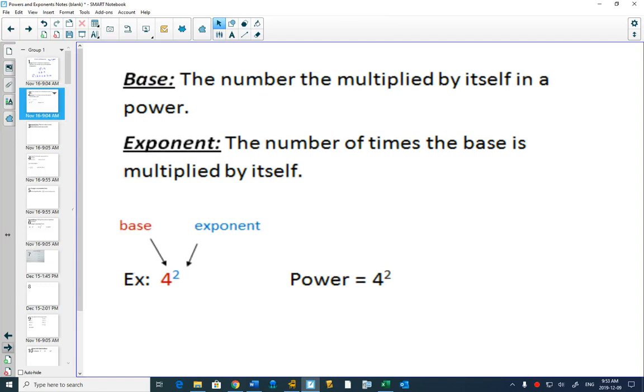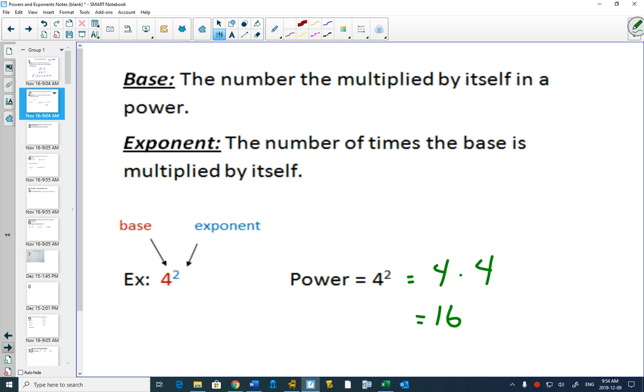The base is the number written big. The exponent is the number that's written small, and you always write it small and above. So every power has a base and an exponent. Okay? The exponent tells us the number of times that we should multiply something by itself. So in the power of 4 to the exponent of 2, that's equal to 4 times 4, so it would be 16. Repeated multiplication of that number.